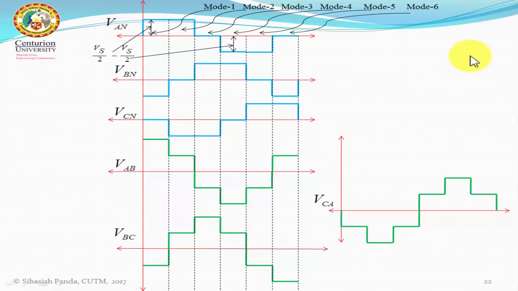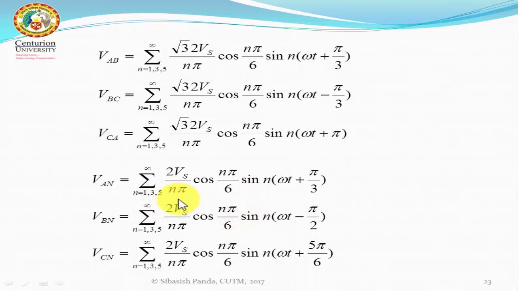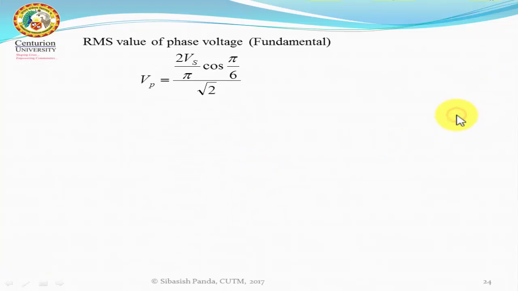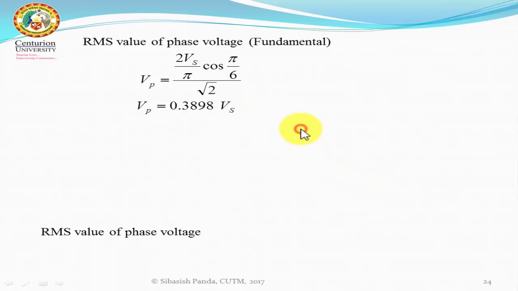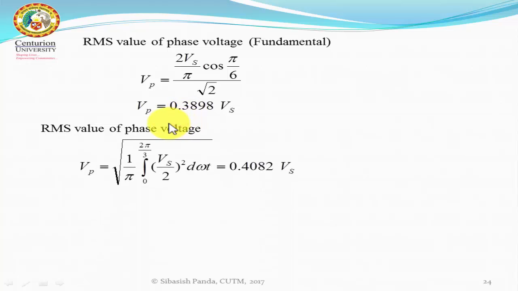We can also do the similar kind of calculation as we have done in 180-degree mode. So this is the Fourier expression for the line voltages and this is for phase voltages. From there we can find out the fundamental component of line voltage and phase voltage as well. The fundamental component of phase voltage is found to be 38.98, near about 39% of the input supply.